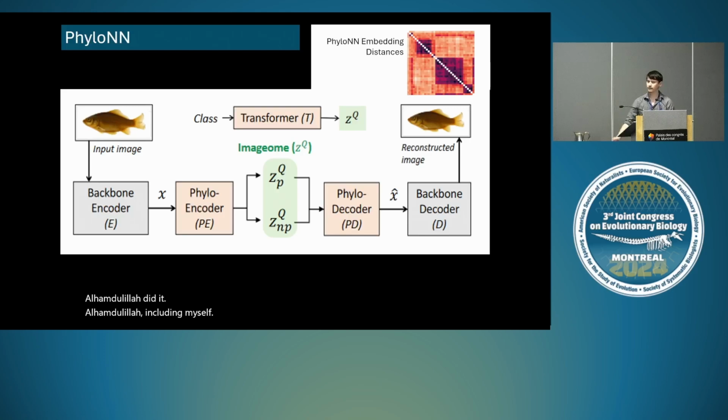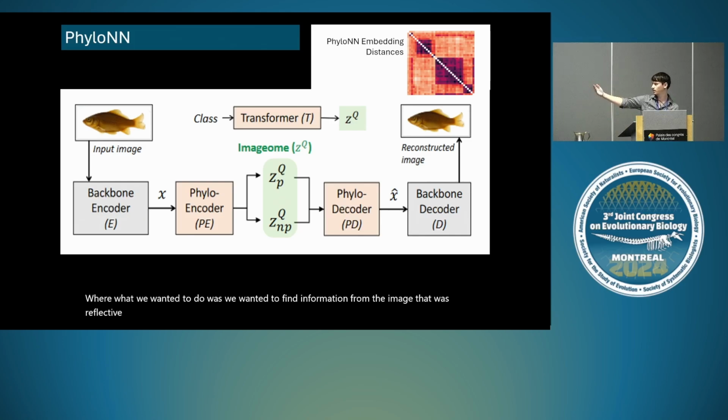Where basically the idea was we wanted to find embeddings of images. These are a group of cyprinid fishes from the Great Lakes. What we wanted to do was find information from the image that was reflective of phylogeny. So what we did was we split the image variation, instead of into one vector, into two vectors. Ignore this part with a transformer right here. It's not important for what we're talking about. We're interested in ZP and ZNP.